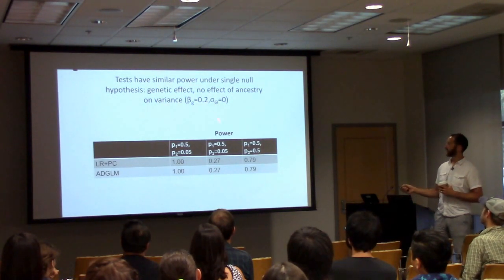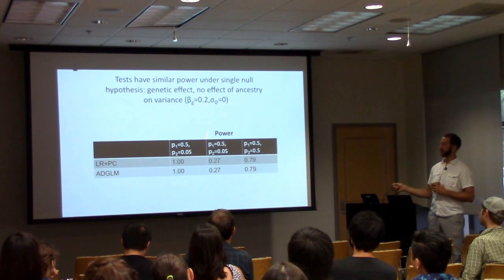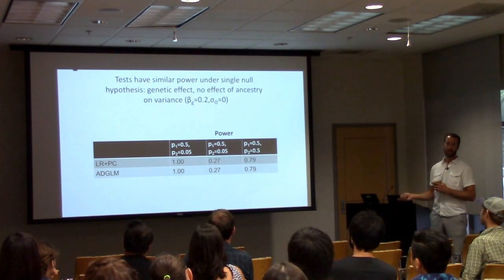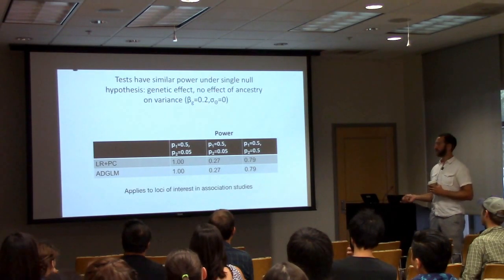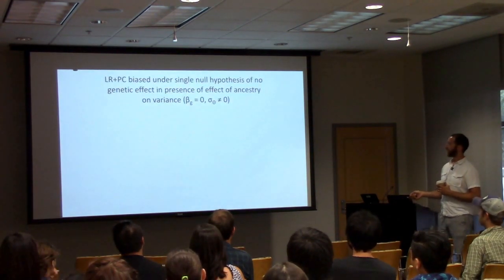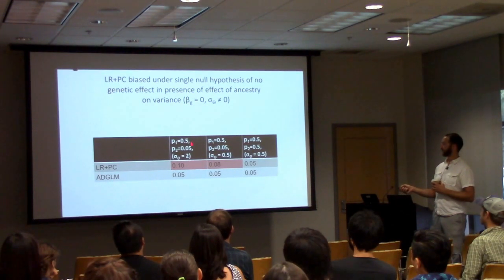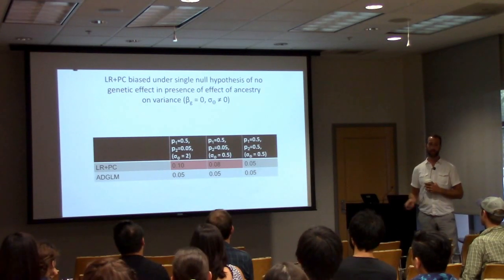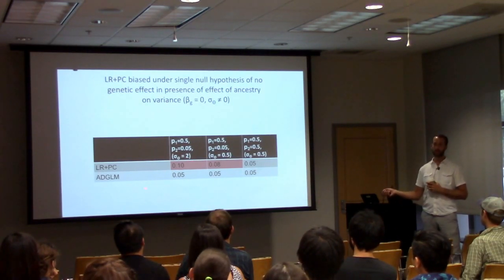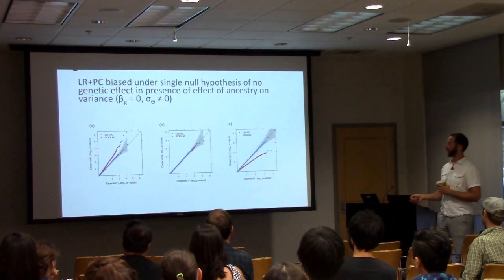So here's this other case, which is that when you have no sigma theta, that is the variances are the same, the power is similar. So we're not losing much by using this ADGLM. And if we look at the null, well, we get back to this problem where the linear regression with PCs for two different kinds of SNPs, unless they're exactly equal, have power that's greater than 5%. So we have inflation with linear regression with PCs, and we have a good distribution with an ancestry DGLM.